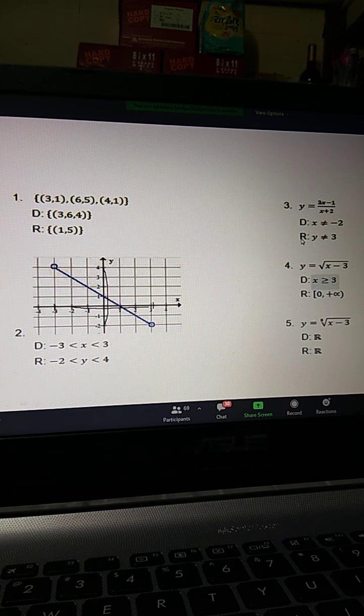How about for the range? So, for the range, first interchange x and y. Okay, interchange. And then solve for y. By doing so, we will find out that y is not equal to 3. So, it's the same meaning. Your range can be all real numbers except 3.